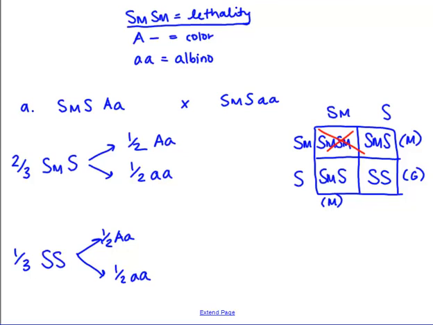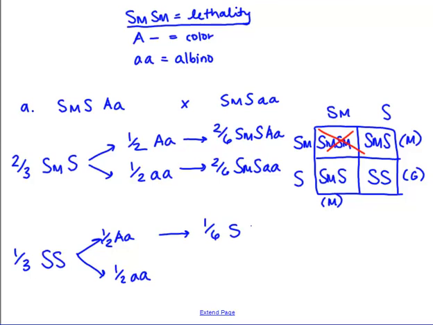Okay, now let's multiply those across. So now you have 2/3 times 1/2 is a 2/6 chance of being SM, S, big A, little a. 2/6 chance of being SM, S, little a, little a. And now it's 1/3 times 1/2, so you have a 1/6 chance of being SS, big A, little a, and a 1/6 chance being SS, little a, little a. So these are the genotypes.